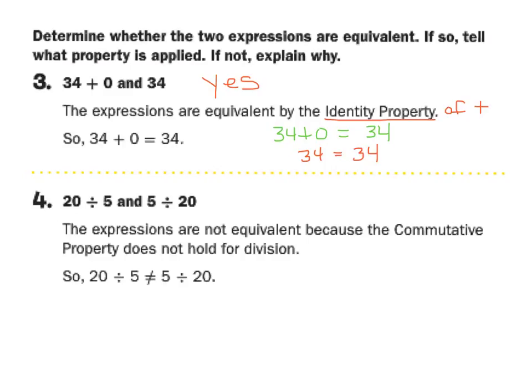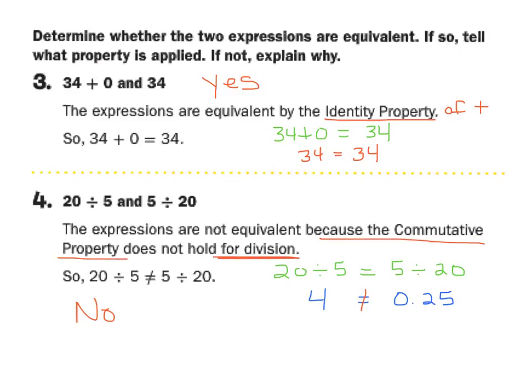Let's check out number 4. We have 20 divided by 5, and we want to see if it's equal to 5 divided by 20. 20 divided by 5 is 4, and 5 divided by 20 on my calculator is 25 hundredths, and they are definitely not equal to each other. No, because the commutative property does not work for division. So all the properties that we're talking about today only work with addition and multiplication. Division and subtraction are the toughies.